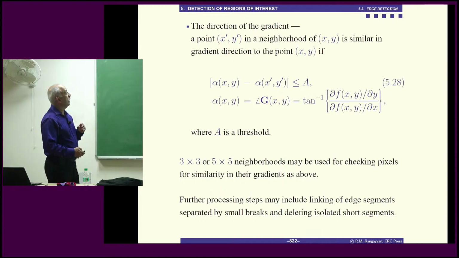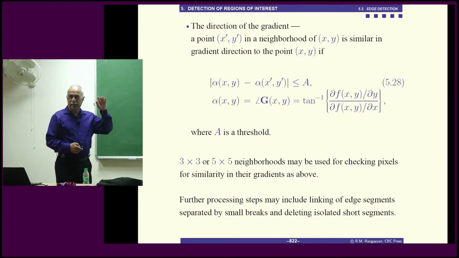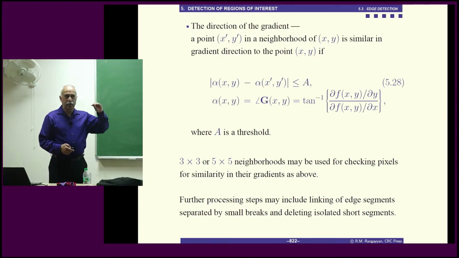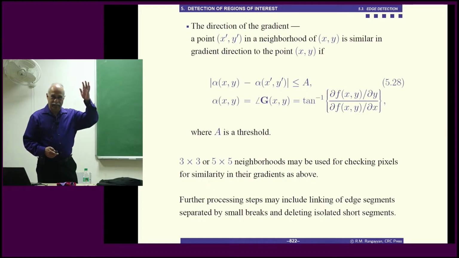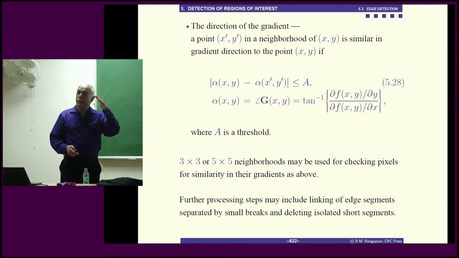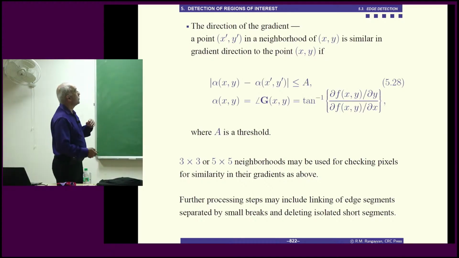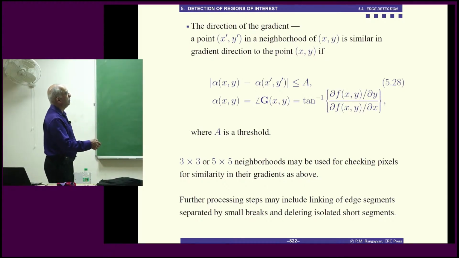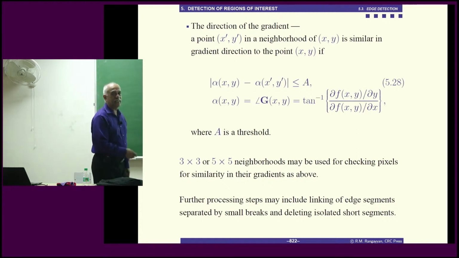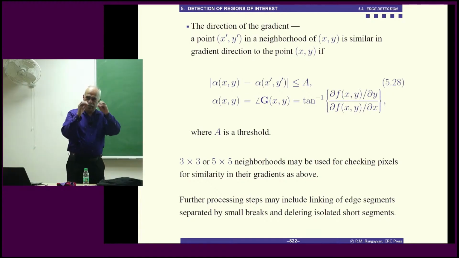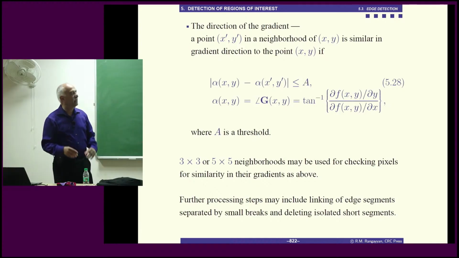And for that you need to go back to the gradient. The Laplacian of Gaussian zero crossing map won't give you that. You have to go back to the Prewitt and Sobel operators or some other operator to get the gradient magnitude and direction. So if the angles are similar, alpha(x,y) minus alpha(x prime, y prime) is less than some angle A, that is, they have similar direction, then you say, well, these two pixels belong to the same edge, and connect them.